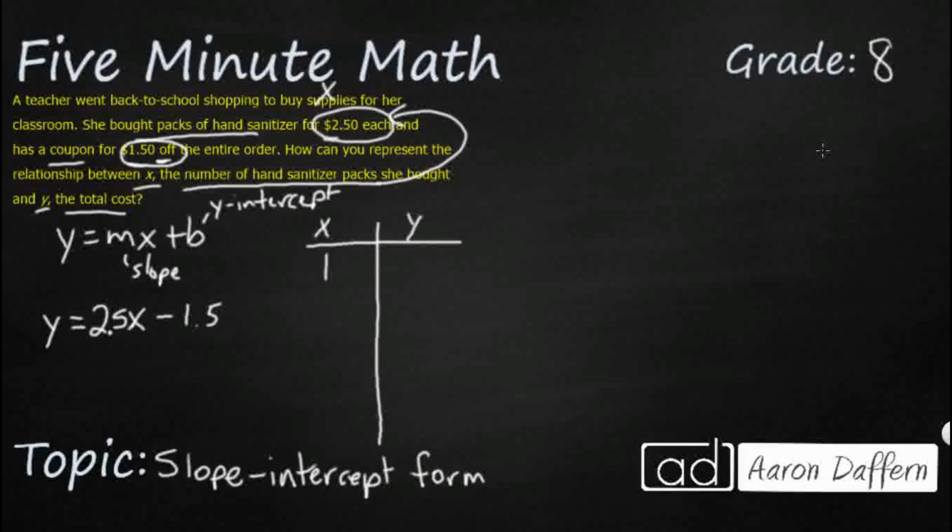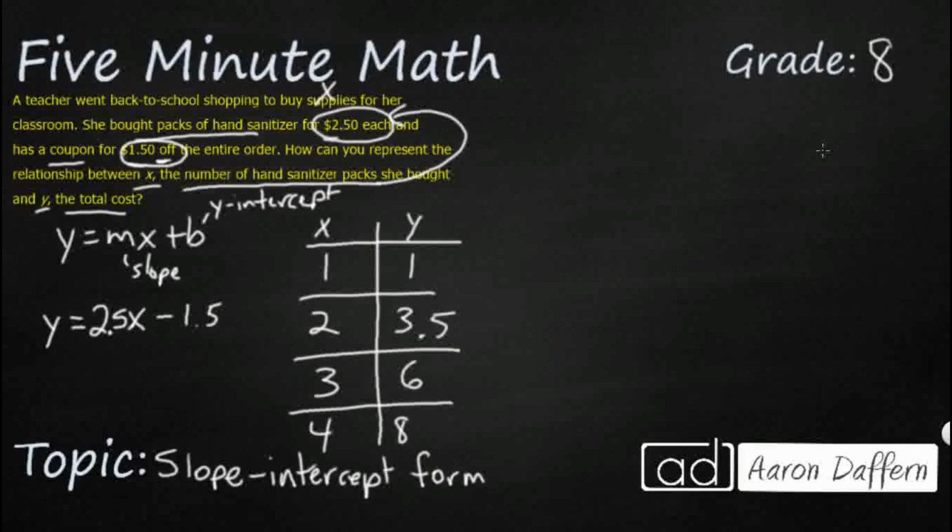So if we buy 1, then we are going to have 2.50 minus 1.50. So that's going to be $1. That's pretty good. And if we get 2, then that's going to be $5 minus 1.50. So we're going to have 3.50. And if we get 3, that's going to be 7.50 minus 1.50. That's going to be 6. And we can get one more. We can get 4. 4 is going to be $10 minus 1.50. And so that's going to be $8.50 or 8.5. So that's going to be our table.